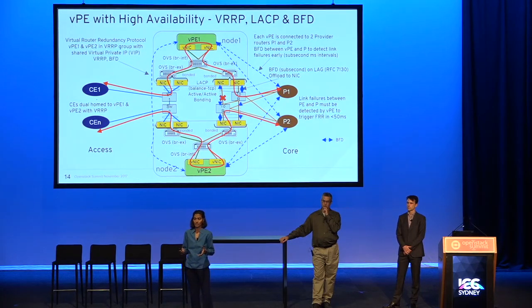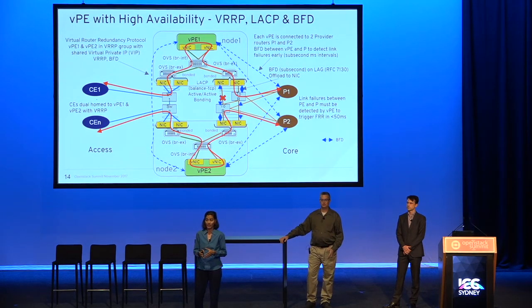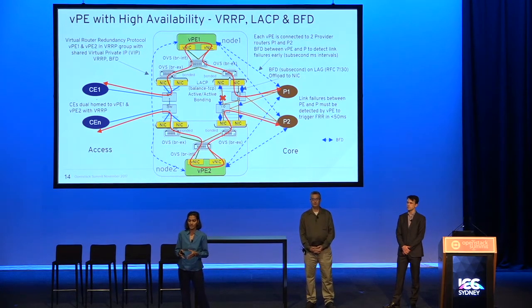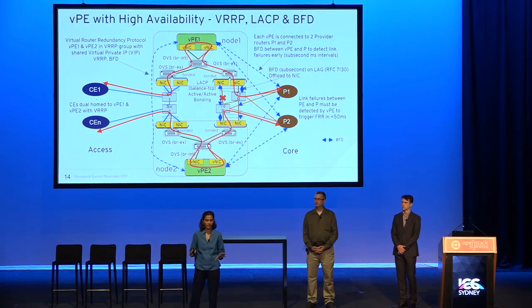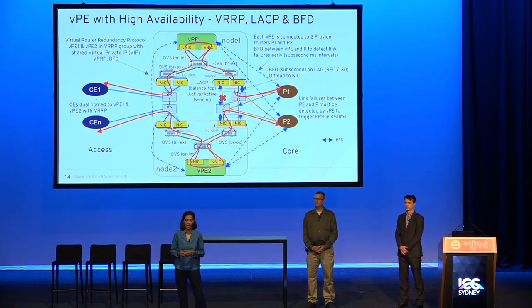Going a step further, looking at a high availability deployment for the VPE. In this case, you're taking 2 OpenStack compute nodes, and as Greg has pointed out, we want to ensure no single point of failure in this use case. So you have 2 PEs, VPE 1 and 2, on separate compute nodes, and your customer edge routers are now dual homed to both the PEs. So if one PE goes down, they can sync up with the other PE.